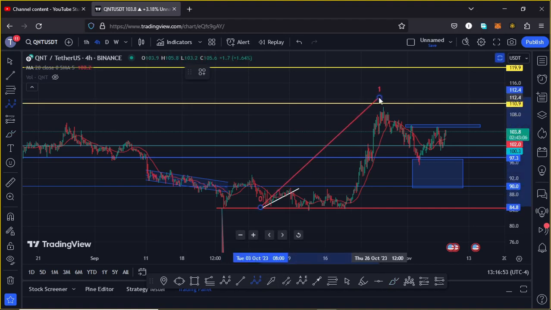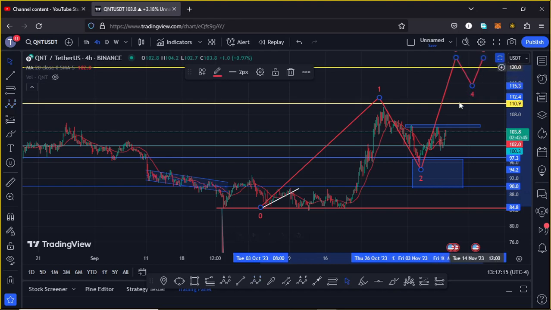And after seeing the formation of that first wave, what we expected next was a corrective structure in the formation of this wave 2. And once we have a low in place for the second wave, what we expect next is the start of an impulsive move in the formation of that wave 3 before we can expect a wave 4 and then a wave 5 to the upper side.